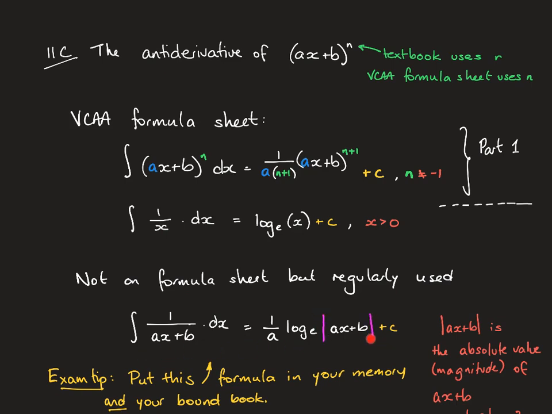These little purple lines here, they're the absolute value or the magnitude of ax + b, so whatever its value is, it's the positive version of the value. So if the value is -3, the actual value that you put in there is 3. So my tip for you for the exams, put this formula into your memory and put it into your bound book as well. Like I said, it's regularly used on the exam, but it does not appear on the formula sheet.